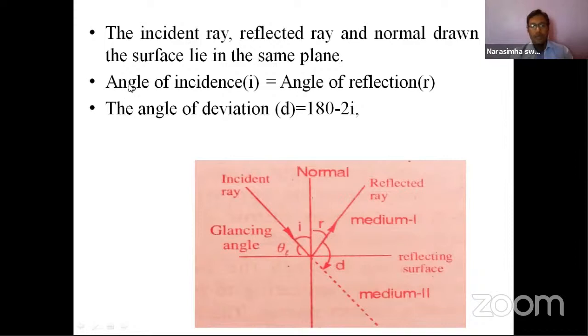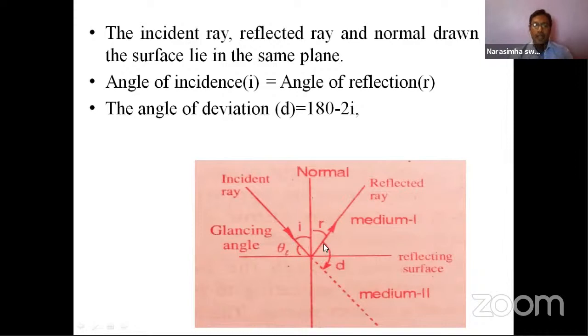Angle of incidence is equal to angle of reflection, meaning I is equal to R. So let us take I is equal to I and R is equal to I. Then both are the same, so let us take it as 2I. The total angle is 180, and the angle between the incident ray and reflected ray is 2I. Then how much remains? That is 180 minus 2I. What is this? Angle of deviation.